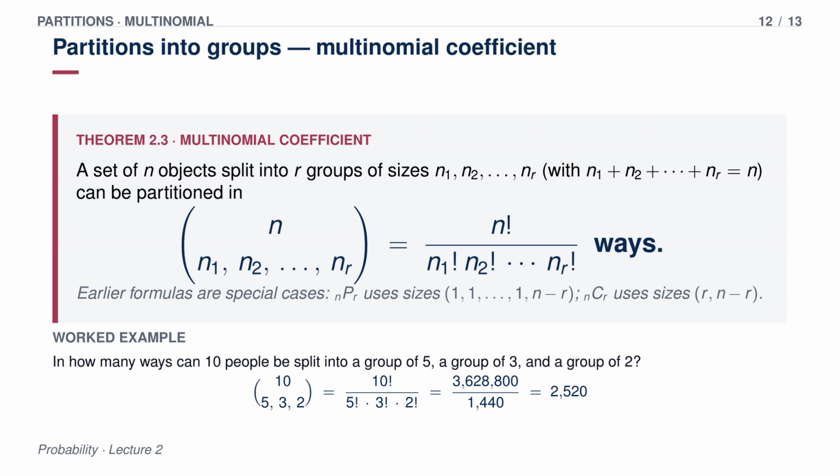How does that look in practice, outside of just letters? Imagine you have 10 people in a room, and you need to split them into 3 specific teams. Let's say 1 team of 5, 1 team of 3, and 1 team of 2. Well, the total number of people is 10, so our numerator is 10 factorial. And our group sizes are 5, 3, and 2. So in the denominator, our filters are 5 factorial times 3 factorial times 2 factorial. And that calculation compresses down to 2,520 unique ways to partition those 10 people.